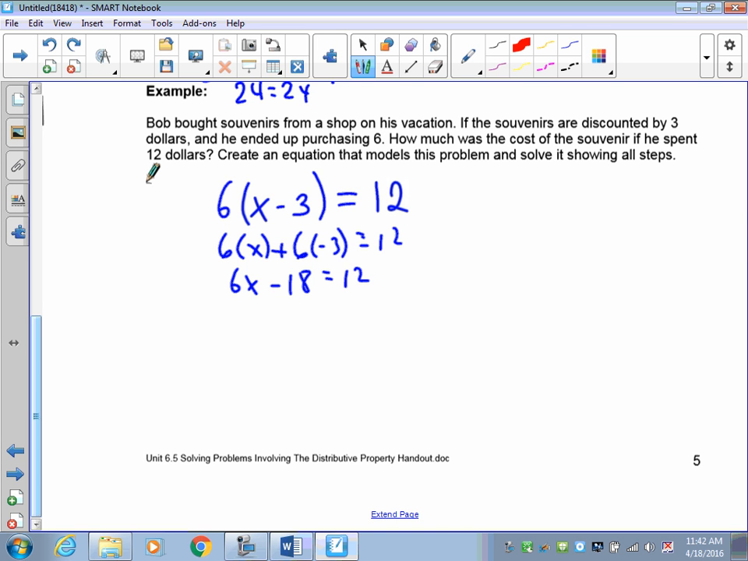Now I've got to get rid of the negative 18. So 6x minus 18 plus 18. Whatever I do to one side, I must do to the other. So 6x minus 0 is equal to 30. So 6x is equal to 30.